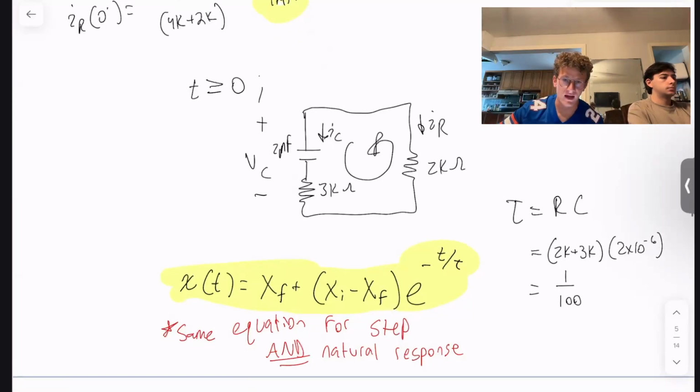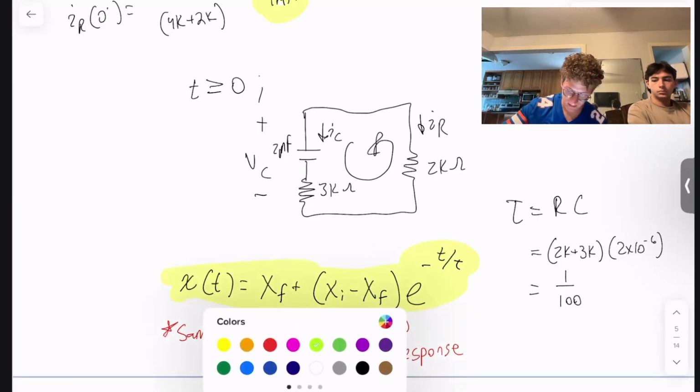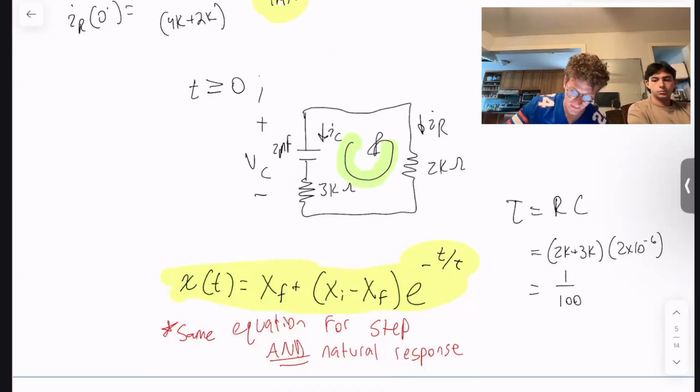So the first thing that we want to do is figure out what our time constant is. As I said before, this current is just going to go through this loop. So these two resistors are in series. So we have our Req, these two added together, multiplied by our capacitance, which gives us a tau of 1 over 100.